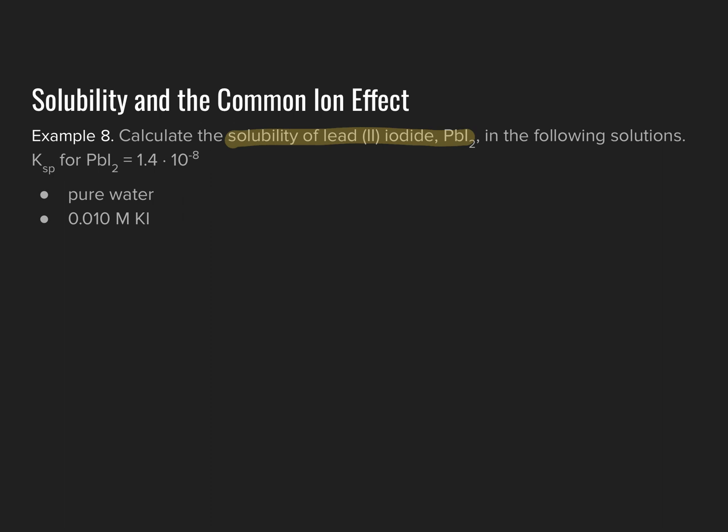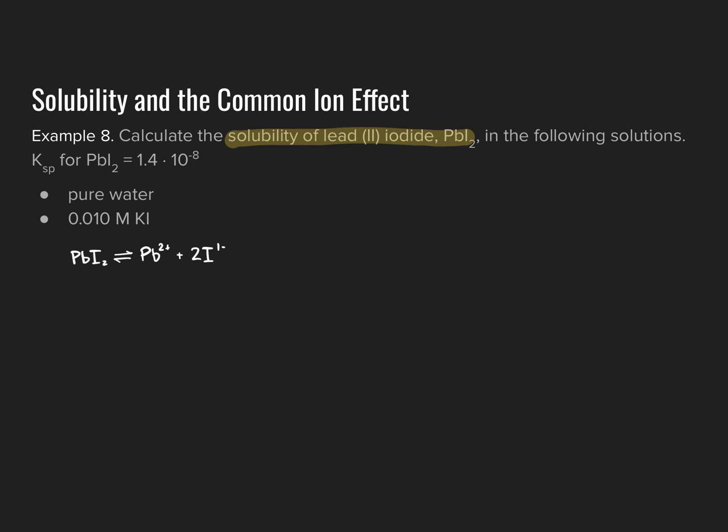Now we already know how to solve for the solubility of a solute in a pure water solution by writing a dissociation equation and solving an ice table. So let's go ahead and do that first. My solute PbI2 will dissociate into the lead-2 ion, Pb2 positive, and 2 iodide ions, I negative.